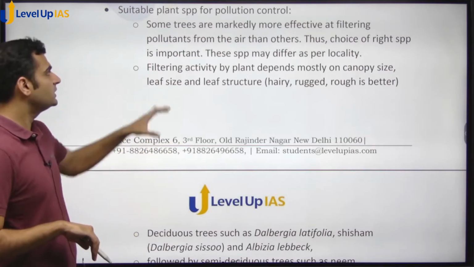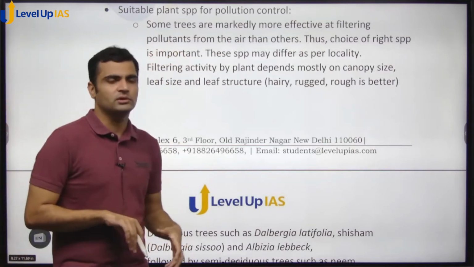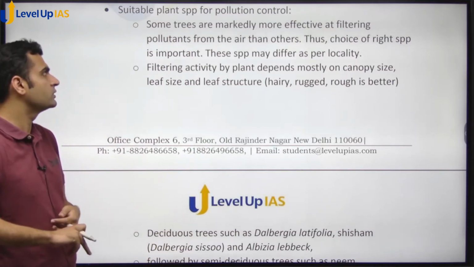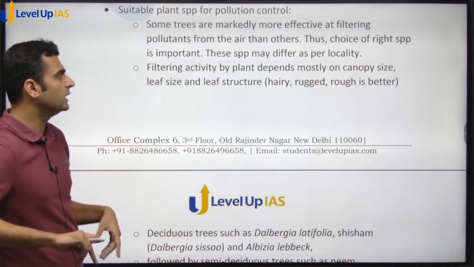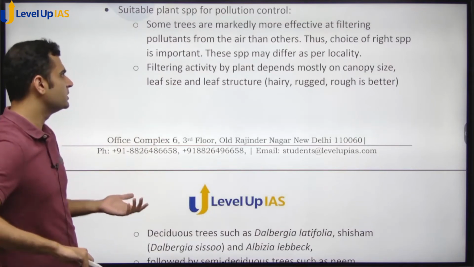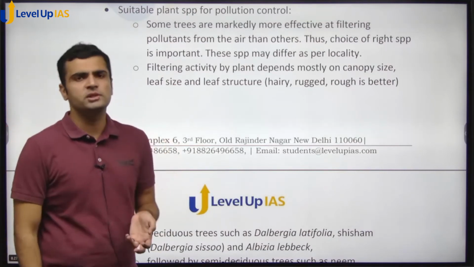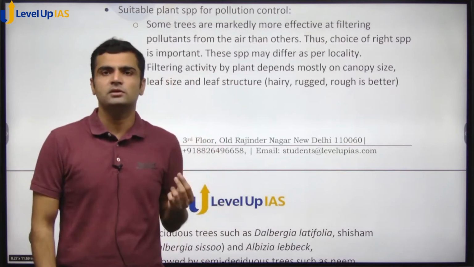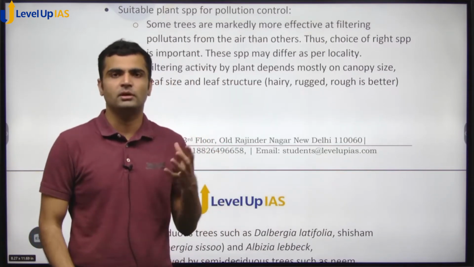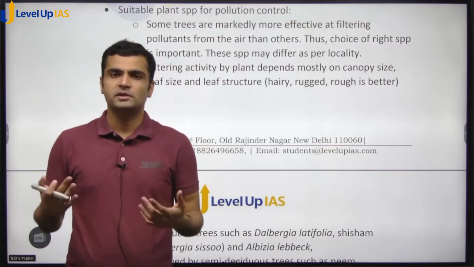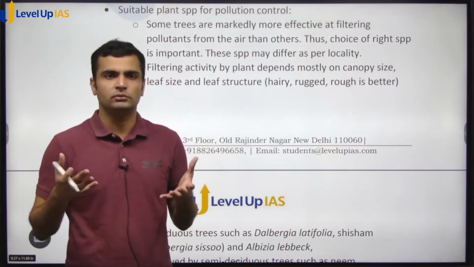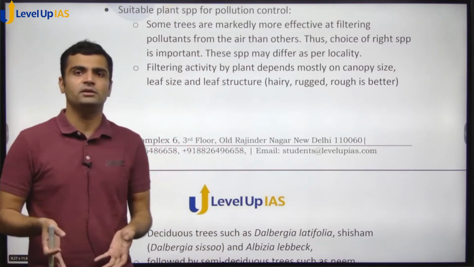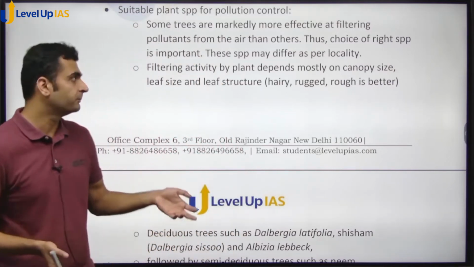Now, this is an introduction kind of thing for this subpart. Some species are more effective in filtering out pollutants from air or water than others. Thus, choice of right species is important, and the right species may differ from place to place. Because pine is very effective, you cannot start planting pine in, let's say, a South Indian forest or tropical forest. That is not how it will happen. Or even in cities like Delhi, pines will not grow that effectively.